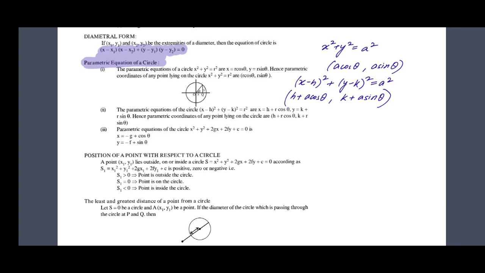Though we do write the parametric equation with regard to the general form also, we have given the formula in the formula sheet, but you can skip this. This is what I can tell you, that you can skip this. This is not very important with regard to your JEE Main syllabus.